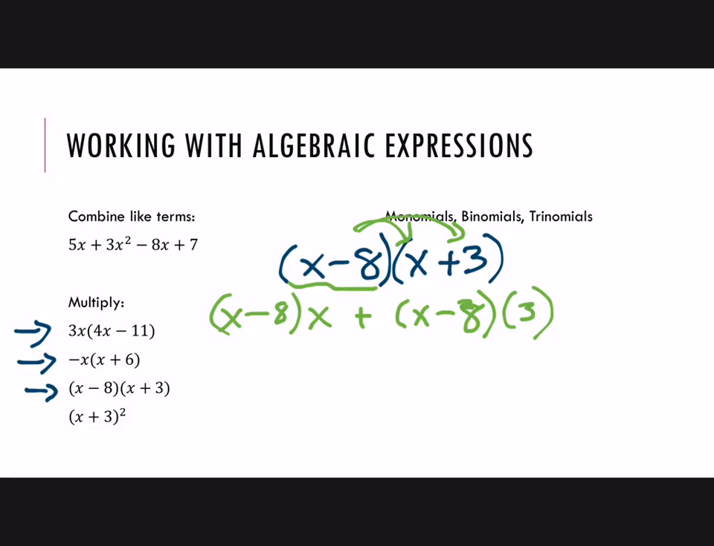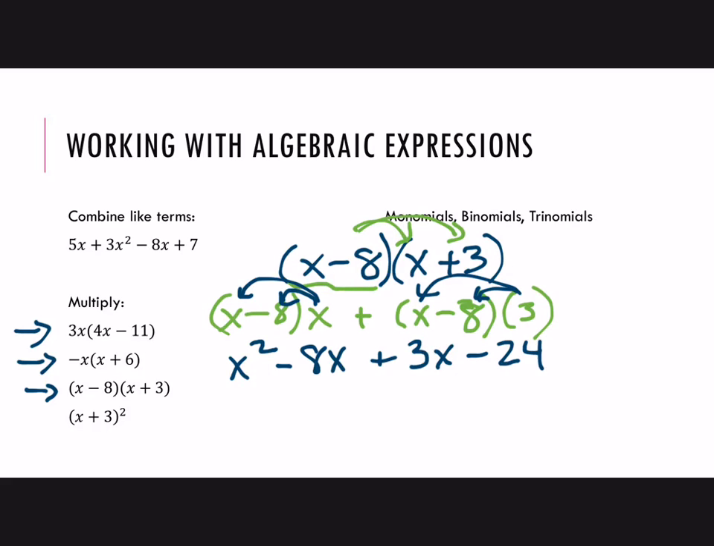Now I can use the distributive property again, this time from the right, so I can do x times x and x times negative 8, and that's x squared minus 8x. And then over here I can do 3 times x and 3 times negative 8, so that's 3x minus 24. At the end I would combine like terms, so x squared, then negative 8x plus 3x is negative 5x, and then minus 24.